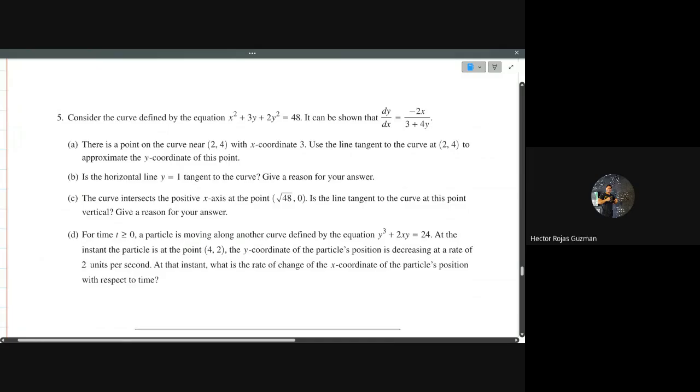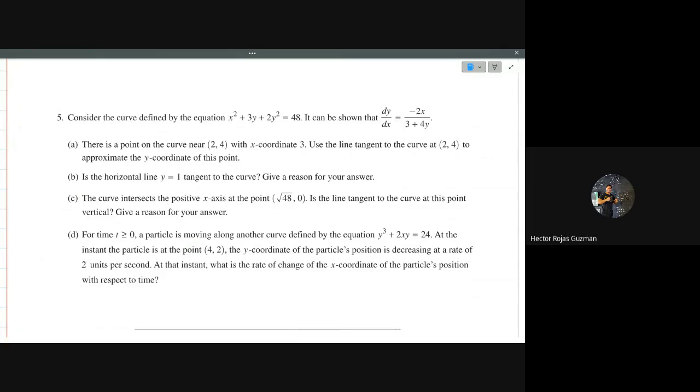Okay, so now we have a curve defined by an equation and we have the derivative. There is a point on the curve near (2, 4) with the x-coordinate of 3. Use the tangent line at the point (2, 4) to approximate the coordinate where x is equal to 3.